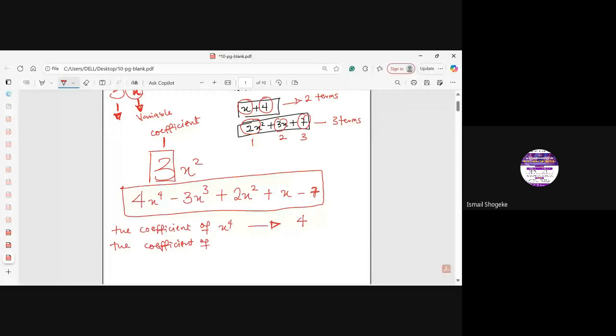The coefficient of x power 3 is what? Now, we have 4 without any sign. The sign of a number is in front of that number. So this 4 now, the sign of 4 is supposed to be in front here. But nothing is written here. So what sign do we take for 4? We take a positive sign.